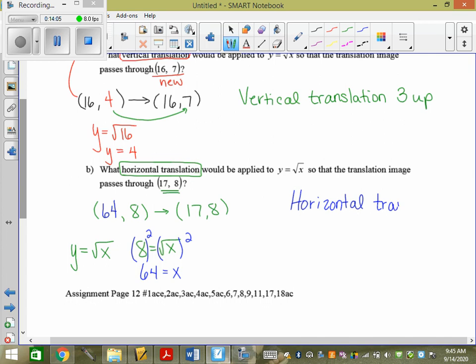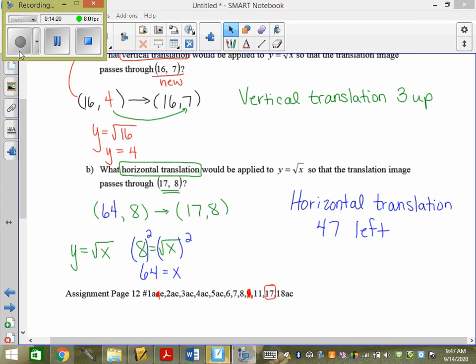So that's a horizontal translation, what? 47. Yeah. To the? Take 64 and take out 17, you can get 47, right?